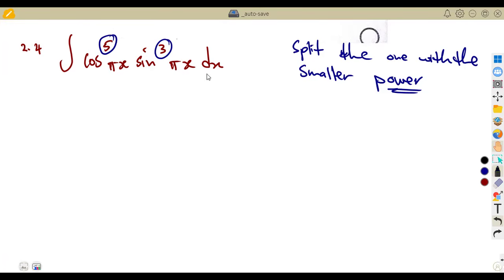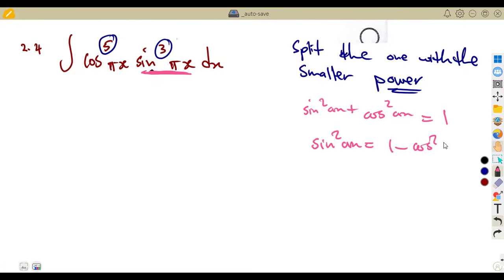How do you split it? The smaller one is in terms of sine. We are supposed to use this identity, whether it's for cos or for sine: sine squared ax plus cos squared ax, as long as these two are the same, should give us a 1. Since we are focusing on the one that has the smaller power, and that is the one for sine, we are supposed to split a sine. Thinking of a sine, that will be something like this: 1 minus cos squared ax.